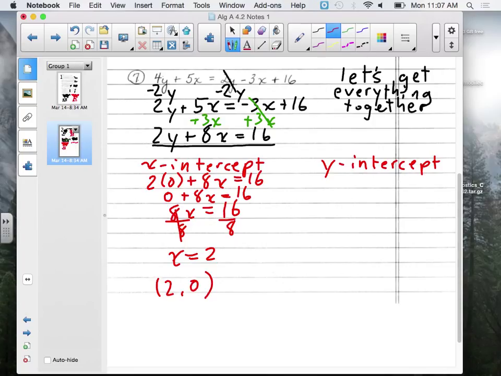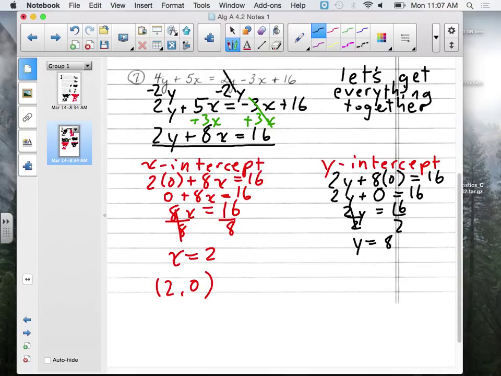Good work. So now we do the y-intercept. So we rewrite it when x is substituted in for 0, right? Did everyone else get 8? Wonderful. And the ordered pair for this one is 0, 8.